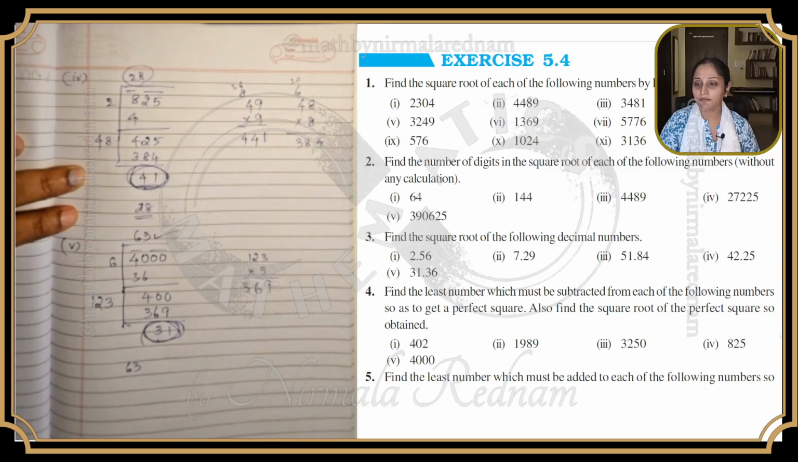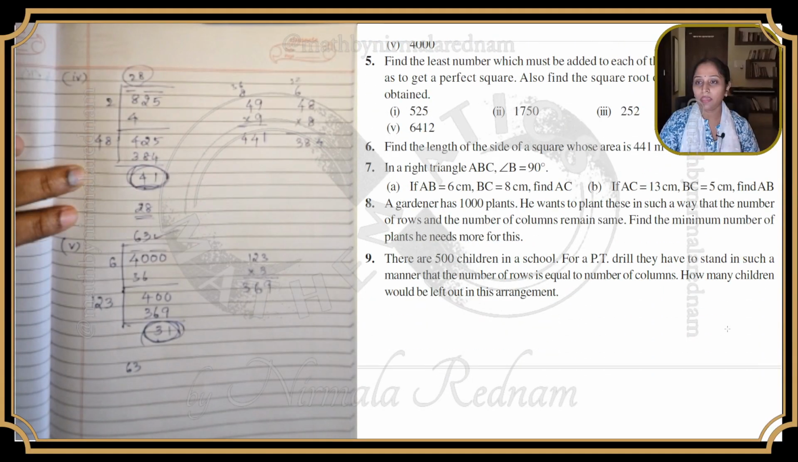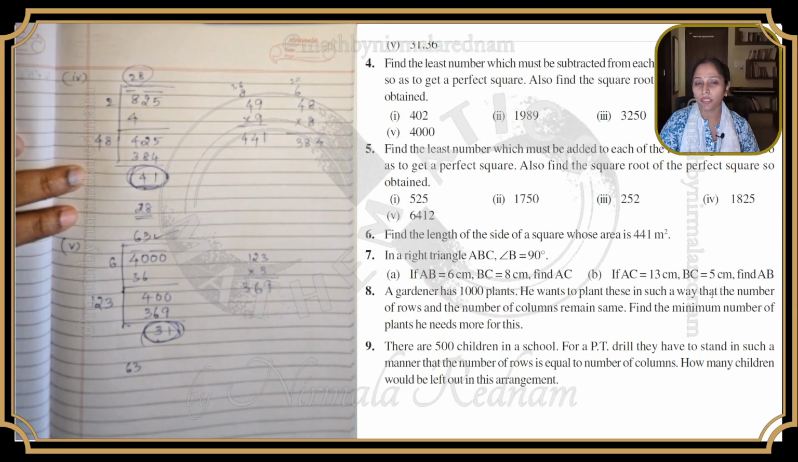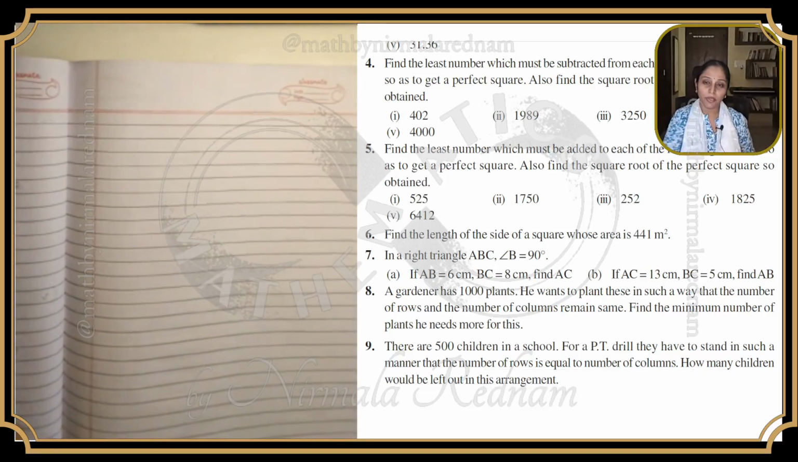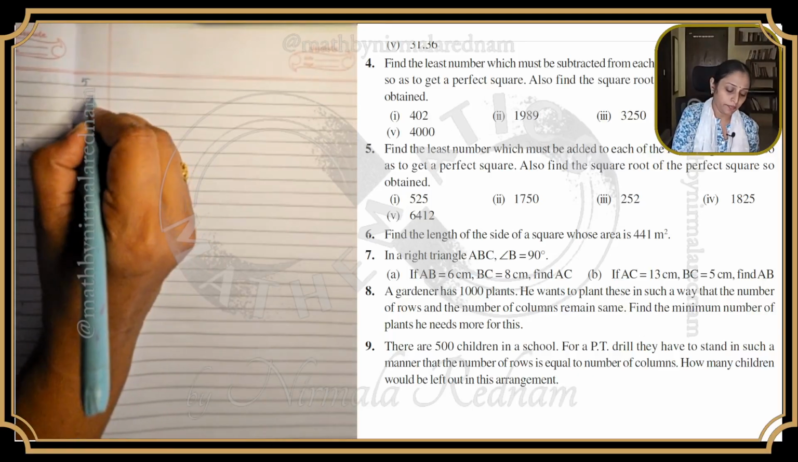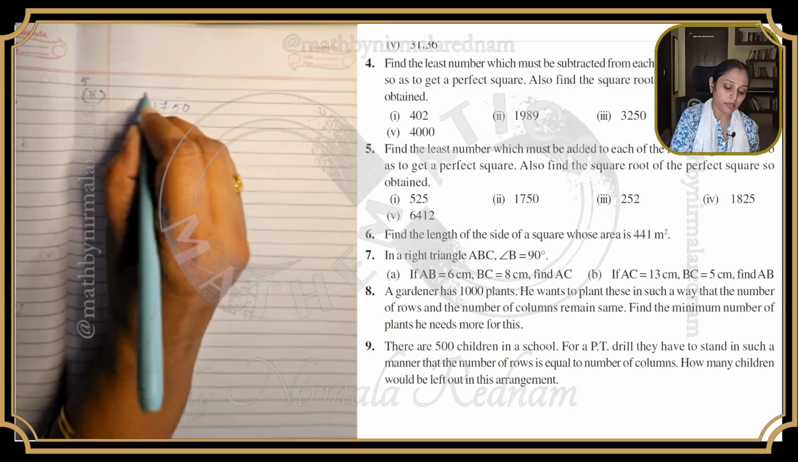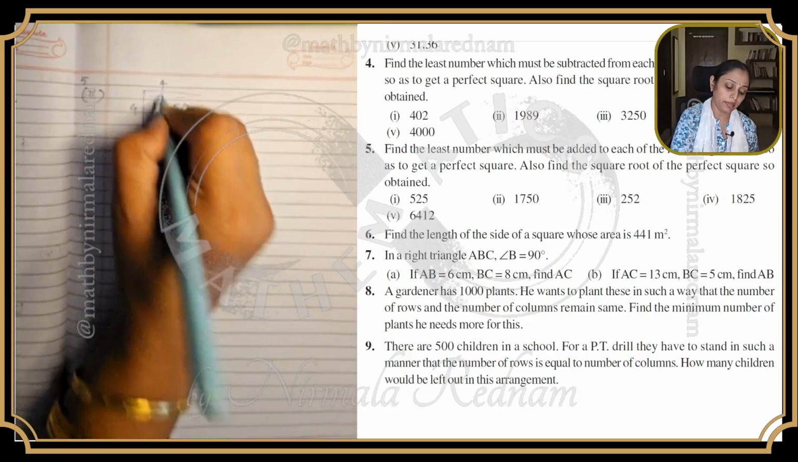The next question is find the least number which must be added, okay, so as to make it a perfect square. Now, even in this case, the first step is going to be we are going to do the long division, right? So first sum is already done. So let me go to the second bit over here. Fifth question. I have 1750. Put the bars, do the long division, and then we can discuss.